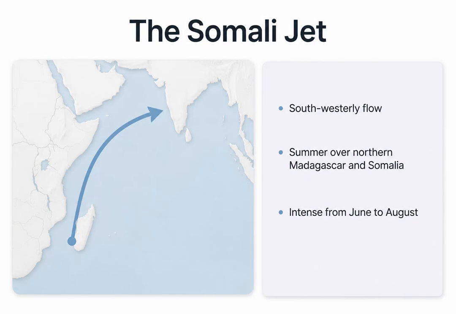The Somali jet is a southwesterly low-level jet that occurs during the summer months. It flows over northern Madagascar and off the coast of Somalia. Peaking in intensity from June to August, this jet remains relatively steady through September and plays a critical role in driving moisture toward the Indian subcontinent, heavily influencing the Indian monsoons.